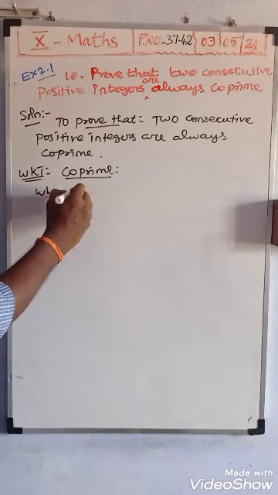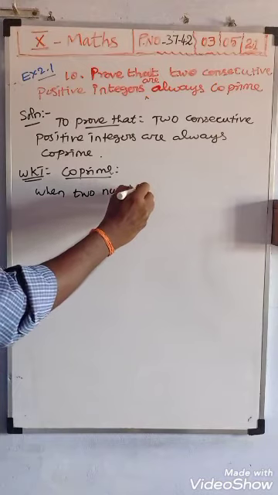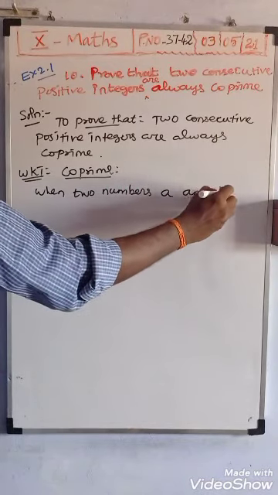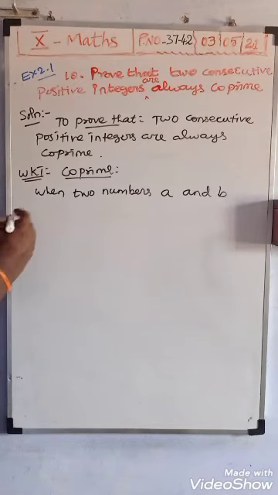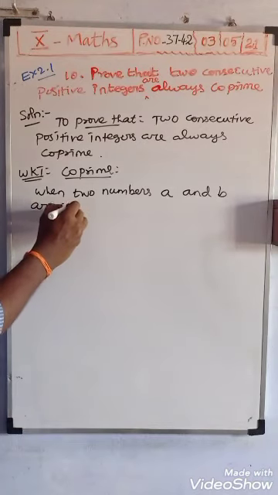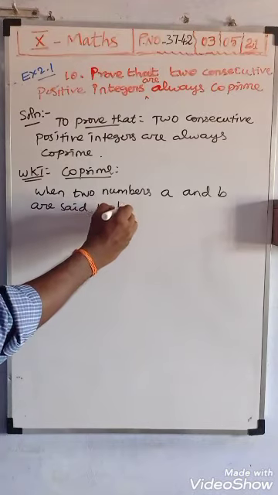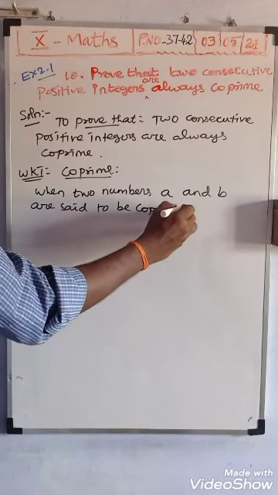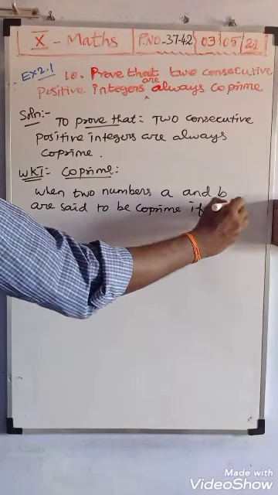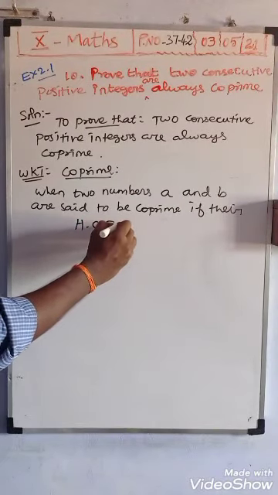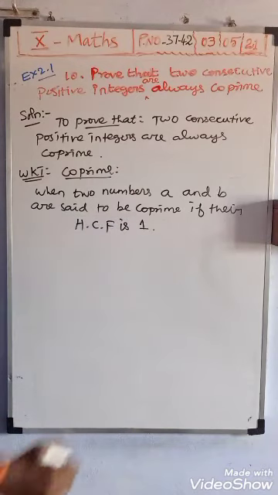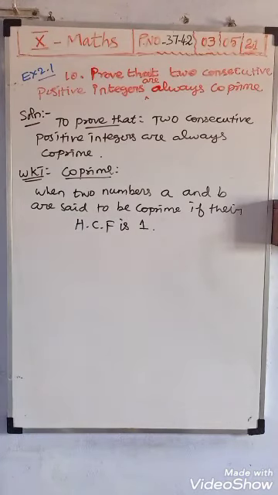What is co-prime means, when two numbers, you choose A and B, any different letters also we can choose. Let two numbers A and B be said to be co-prime if their HCF, highest common factor, is 1. Okay, this is called co-prime. So for any two numbers, if the HCF you get is 1, then those numbers are called co-prime. Here we want to prove for two consecutive positive integers.